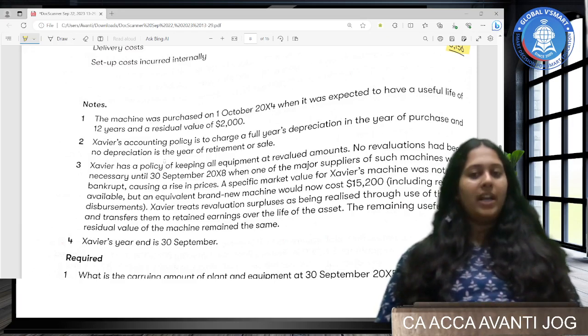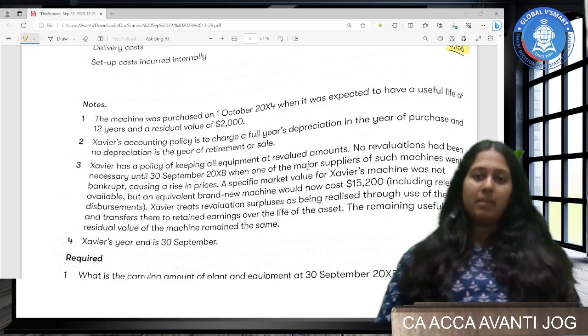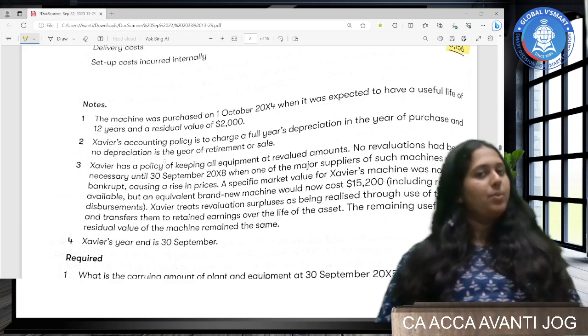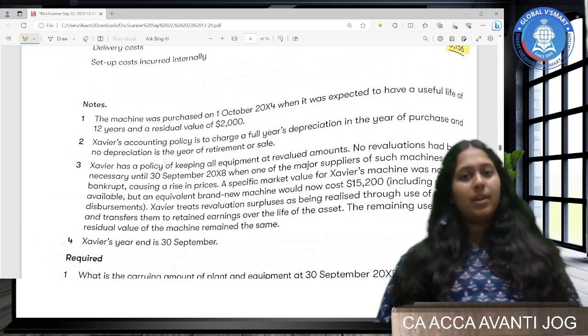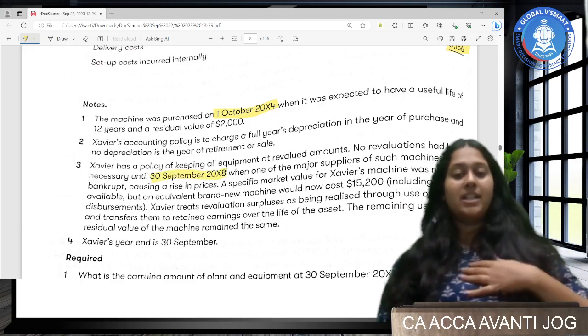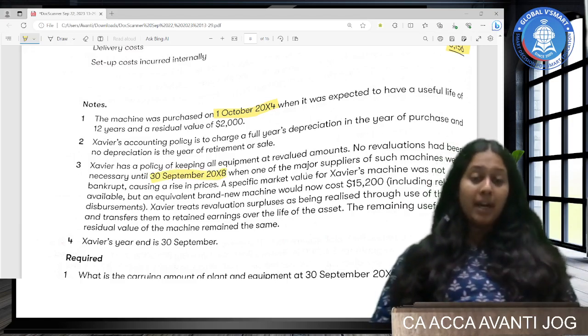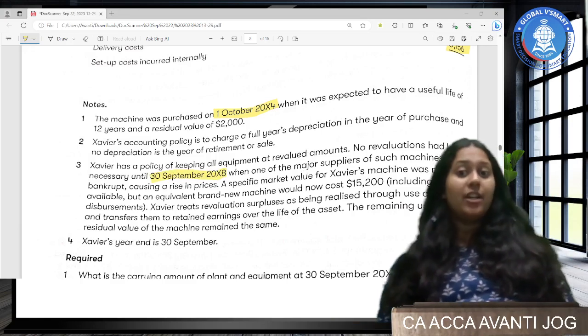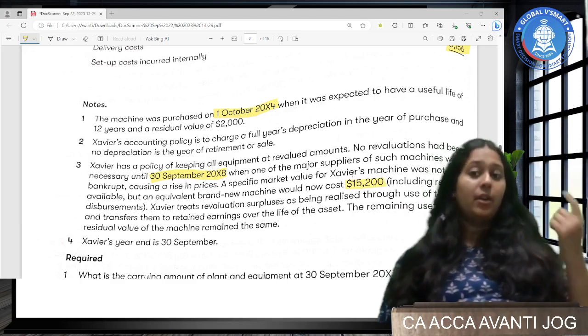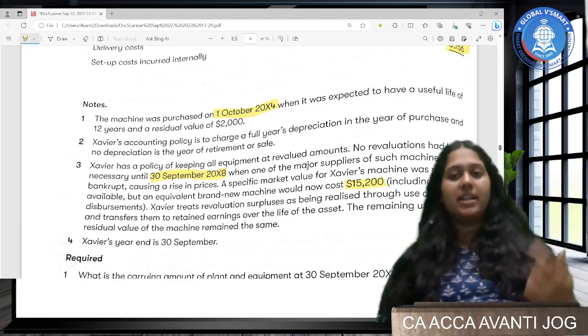Xavier ka policy of keeping all equipment at revalued amounts. No revaluation has been done, but on 30th of September 2018, we have done the revaluation. Okay? A specific market value for Xavier's machine was not available. So we couldn't get a similar machine which had been used for how many years? October 2014 se 30th September 2018, matlab 4 saal purana machine hamare jaisa hame koi mila nahi. But we got a brand new machine, which then costed 15,200. But ye brand new machine 4 saal purana nahi hai. Uska value 30 September 2018 ko 15,200 hai, toh hamein uska value hamare hisaab se adjust karna padega, correct?